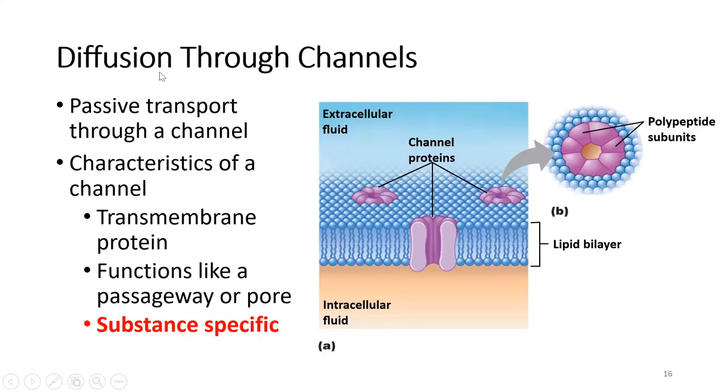Here, the second type of movement is diffusion through channels. So this is quite similar to facilitated diffusion. We're still moving passively, still moving according to a concentration gradient, but here we're not moving through a transporter, we're moving through a channel. This is also a transmembrane protein, but obviously it's shaped a little bit differently and it behaves a little bit differently in that it's simply a passageway or a pore or a channel or like a tunnel or column that's in the membrane.